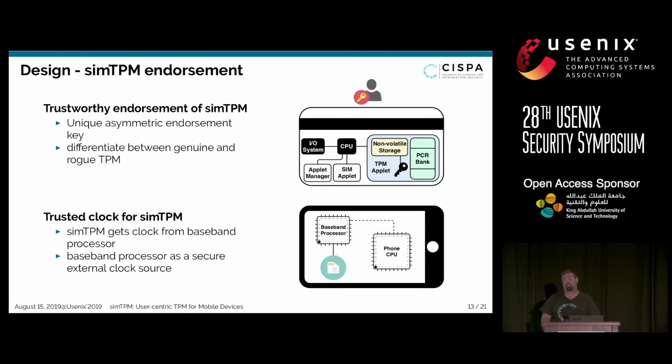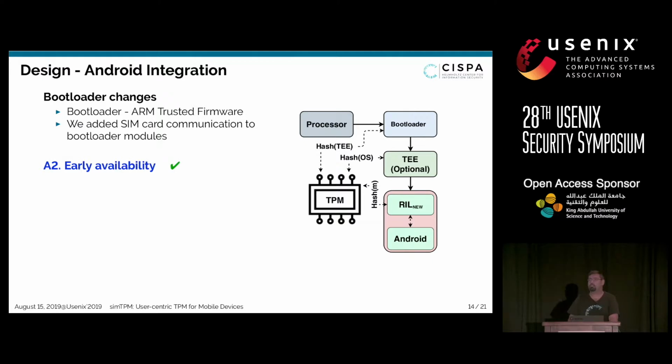So till now, I talked about how we designed and implemented the TPM inside the SIM card. The next question is how we are integrating this simTPM with a mobile device. For that, we use Android as a target operating system just because it is open source. We used ARM Trusted Firmware, again, because it's an open source bootloader that runs with Android. And we use the HiKey 960 board as a hardware platform. So we added SIM card communication to each and every submodule of the bootloader. This will help us to achieve the objective of early availability.